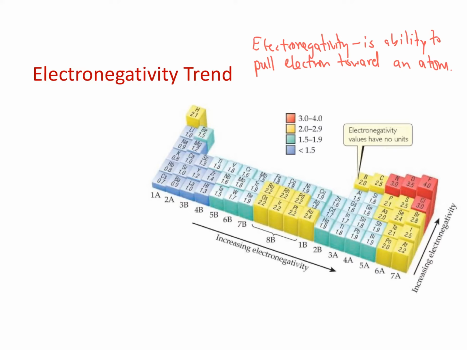And the general trend is that electronegativity increases from the lower left-hand corner to the upper right-hand corner, with fluorine being the most electronegative. So that's what we need to have a polar bond. We need to have a difference in electronegativity. And so in general, if there is less than 0.5 difference in electronegativity, the bond is nonpolar.